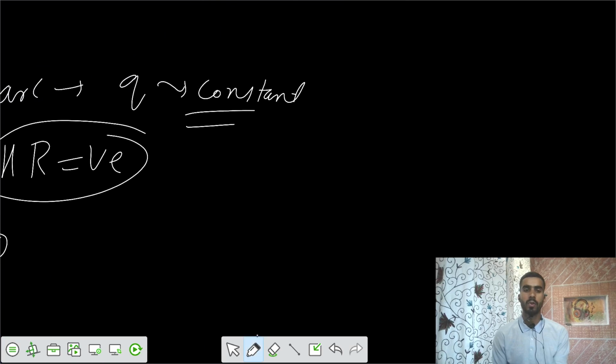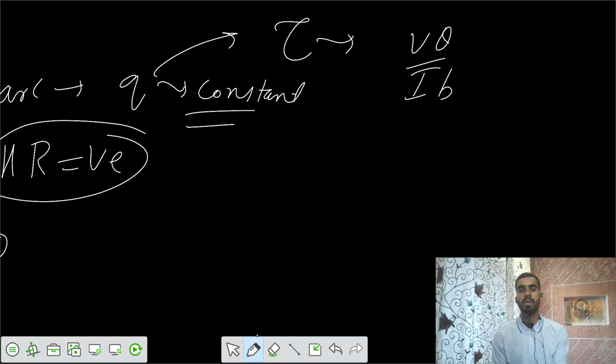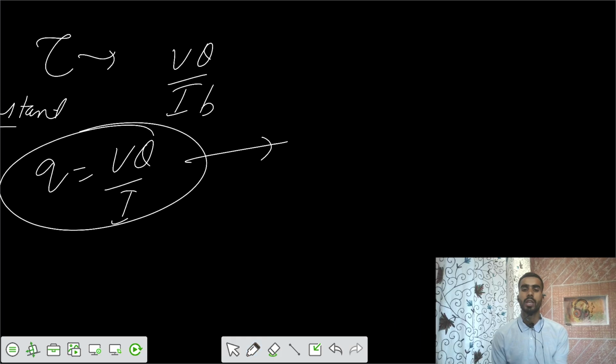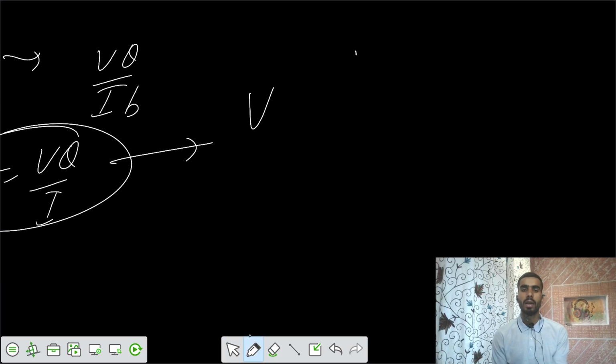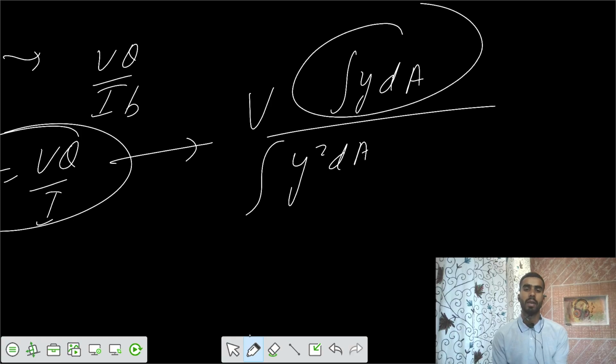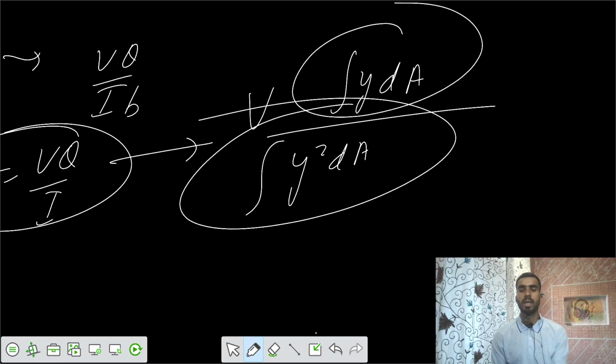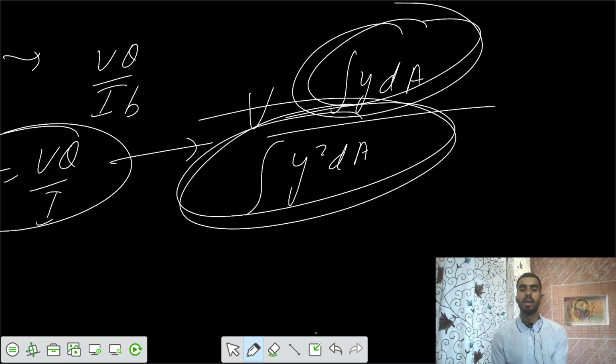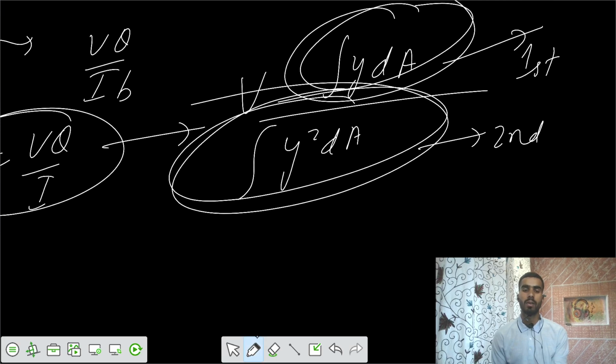For the value of q, we have the shear stress equation, VQ by It, and from that we can say shear flow equals VQ by I. The value of shear flow would be equal to V integral y dA, and I we can calculate for the arc as integral y squared dA, because we have an arc. That's the first moment of area, and this is your second moment of area. So we want to say what is the value of y.